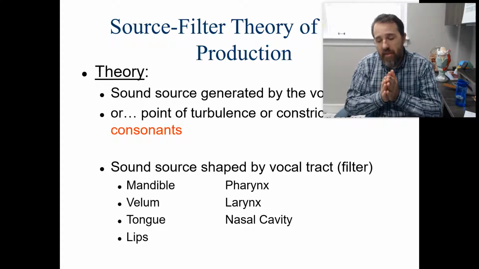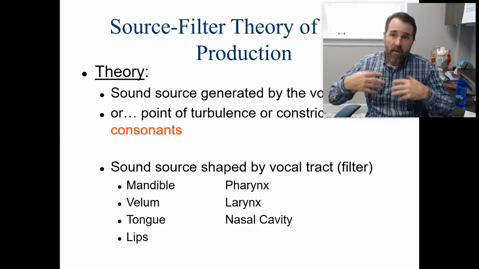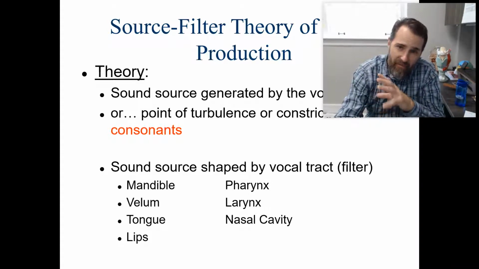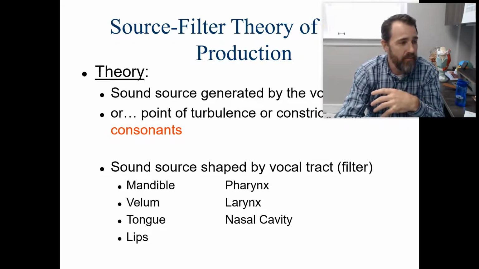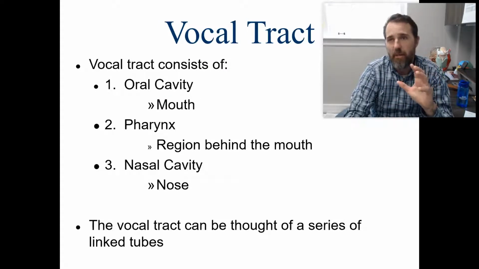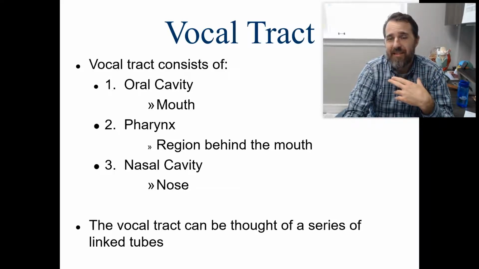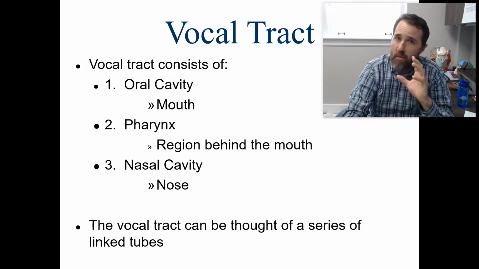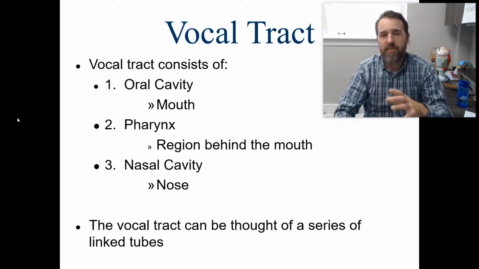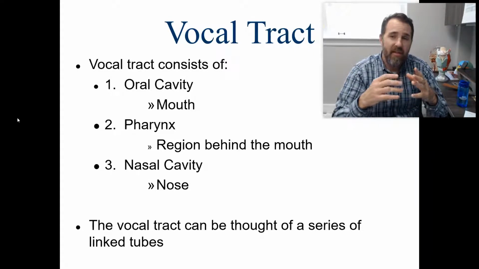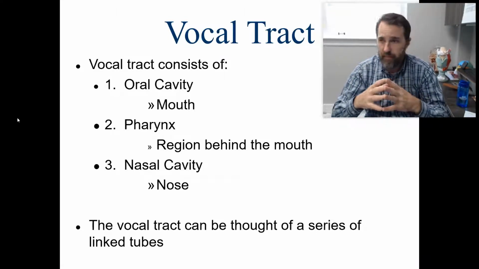It's only after that raw sound produced by the vocal folds comes up through the vocal tract and is filtered through the vocal tract that it comes to sound like a human voice. So during vowel production, your vocal folds are the sound source. Your vocal tract is the filter. And when we talk about the vocal tract, specifically what we're talking about is the oral cavity, your nasal cavity, and your pharynx or your pharyngeal cavity.